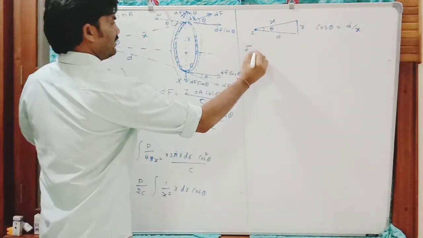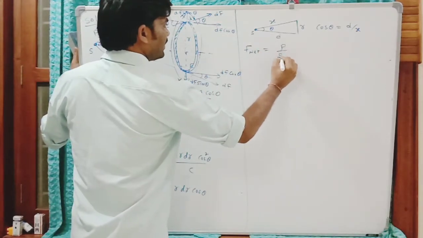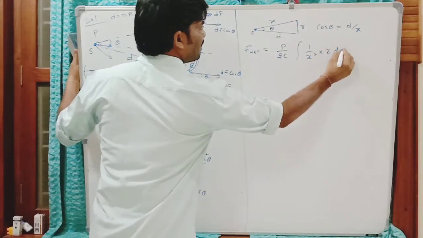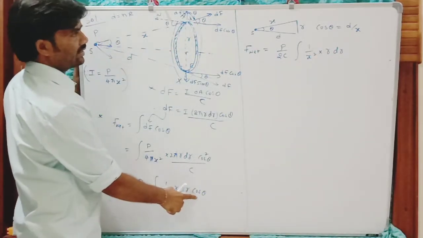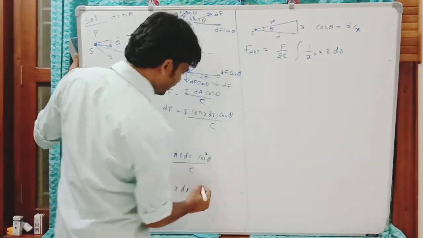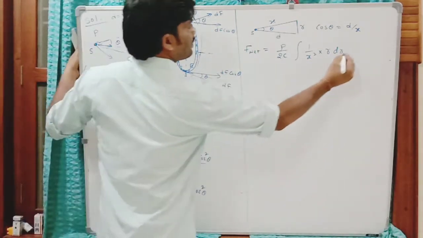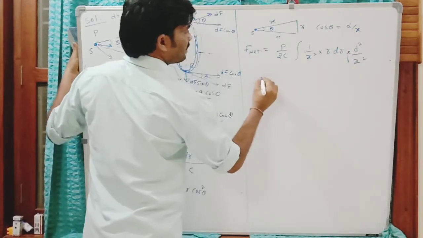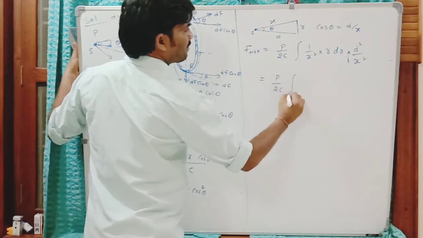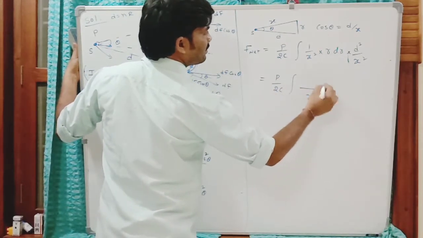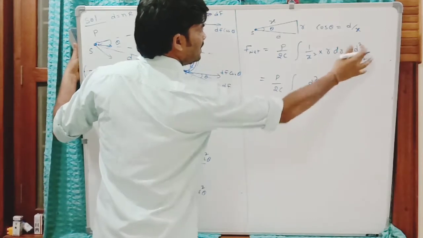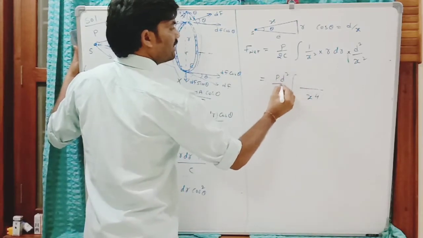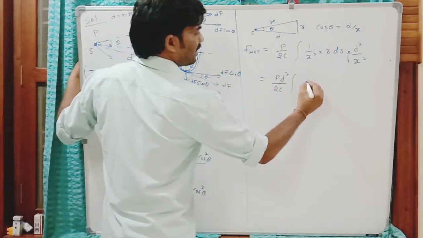That net force is equal to P by 2c, 1 by x square r dr. Cos theta is what? d by x. So it gives cos square theta, which is d square by x square. So this equation is P by 2c, x power 4, d square. d is a constant, this distance is the same for all the elements, so you can write d square outside, d square, and r dr.